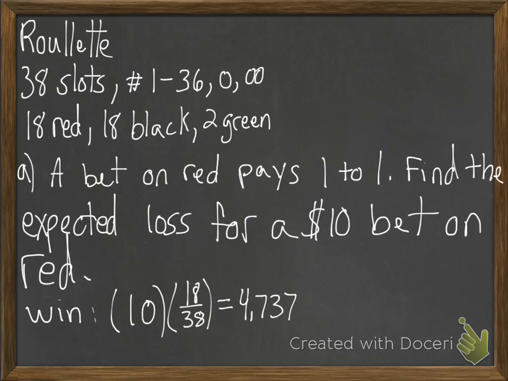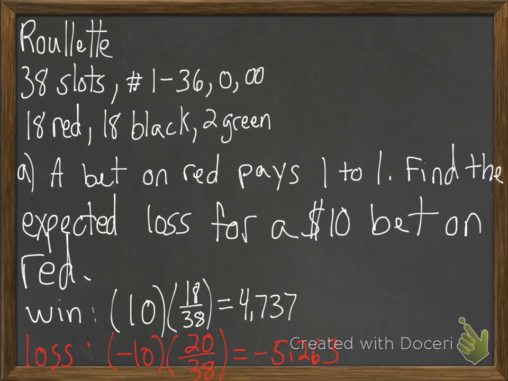What about loss? Well, if they lose, they're going to lose $10. And that can happen the rest of the time. 18 out of 38 times they're going to win. Well, the rest of the time they're not going to win. So 20 out of 38 times they're going to lose. Apply that out, you'll get a negative 5.263.